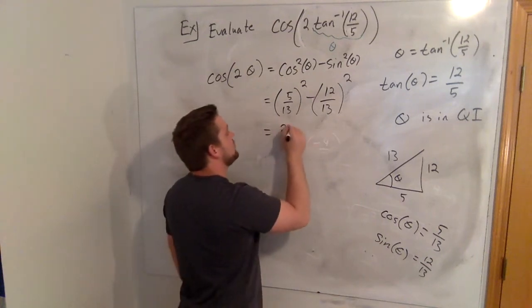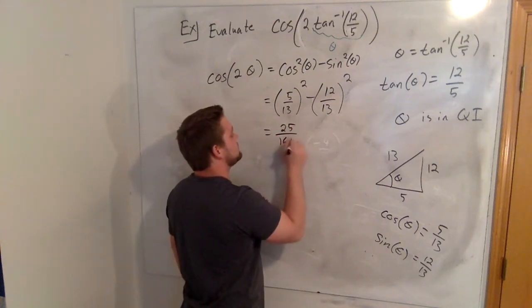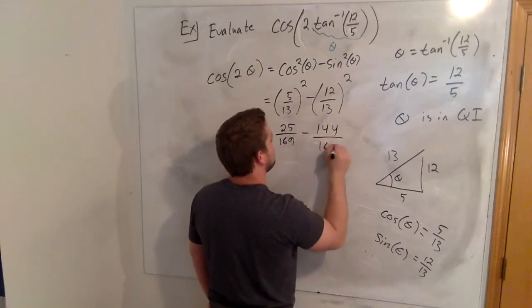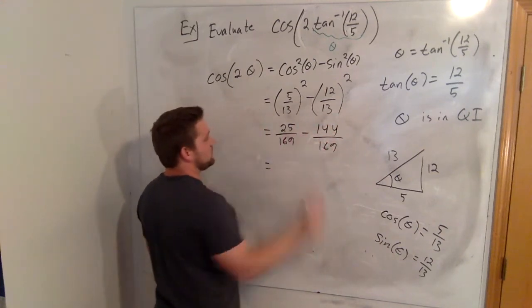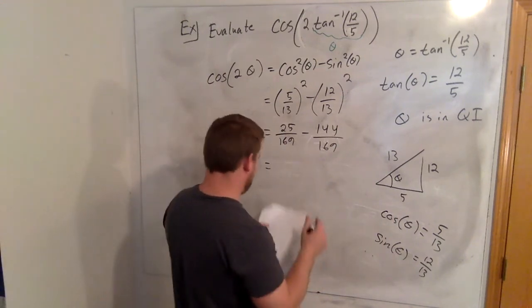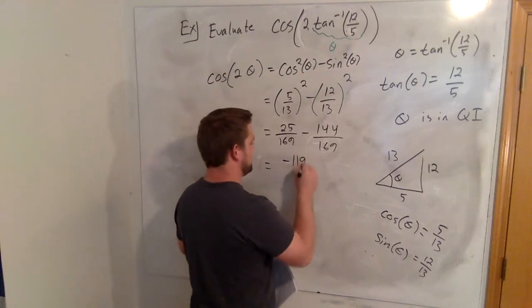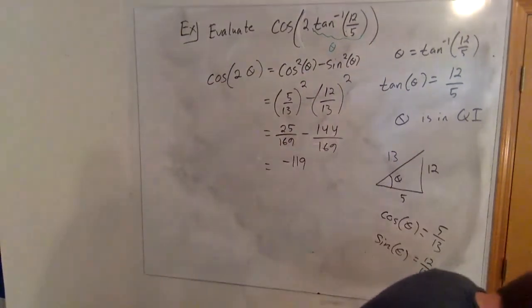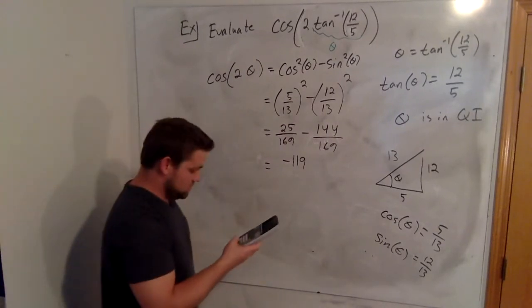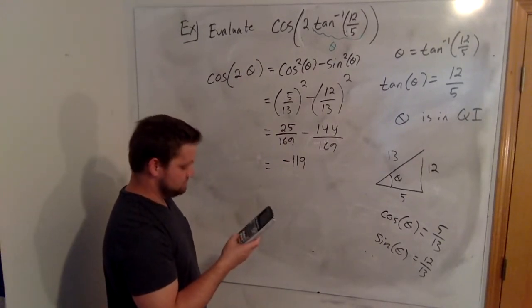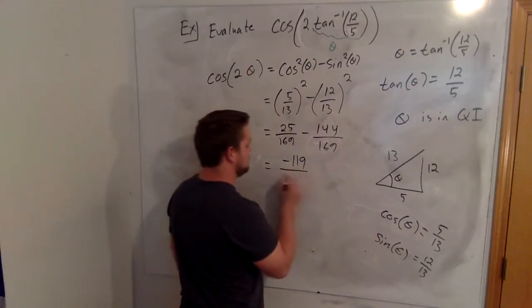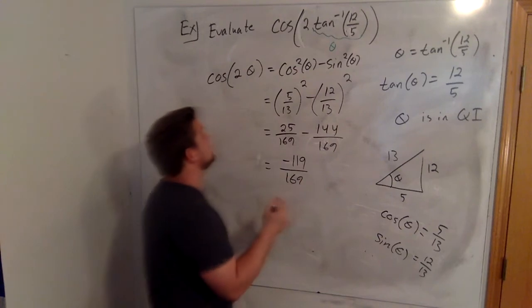So we'll get 25 over 169 minus 144 over 169. So 25 minus 144, it's negative 119. That's what my notes say. Let's double check. Subtracting is hard. Negative 119 all over 169, which is the answer.